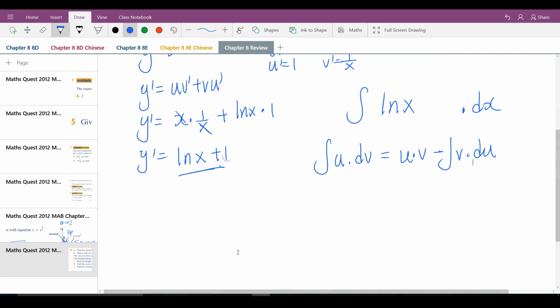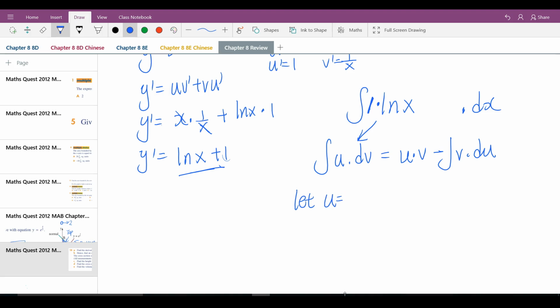Now this bit is supposed to be this bit here. So now we're going to see which one is the u and which one is the dv. But we only got one thing here, we only got ln x here. Now with ln x here, don't forget there's always a 1 in front of it.